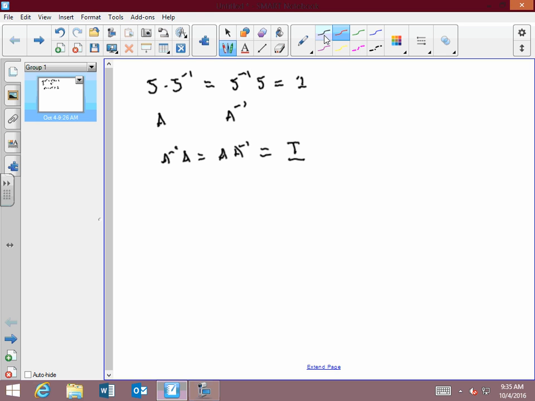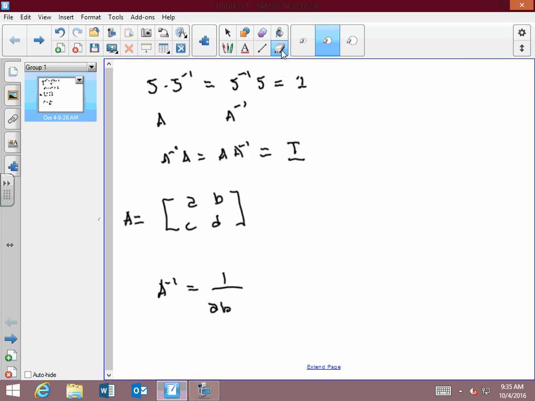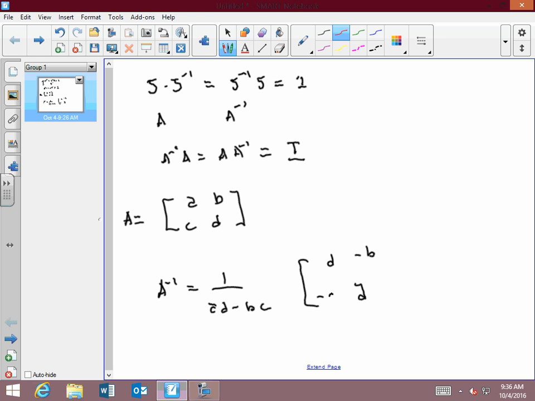And the method is, I guess, I'll just comment a little bit about this. If your 2 by 2 matrix is A, B, C, and D, then your inverse for that is going to be 1 over AD minus BC, and then what you're going to do is interchange the D and the A, and you put a minus sign in front of the B and the C. And then you do that multiplication with this.